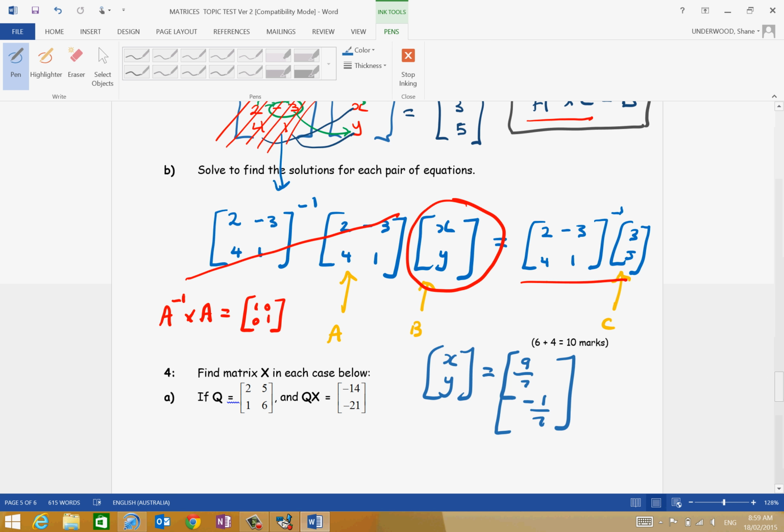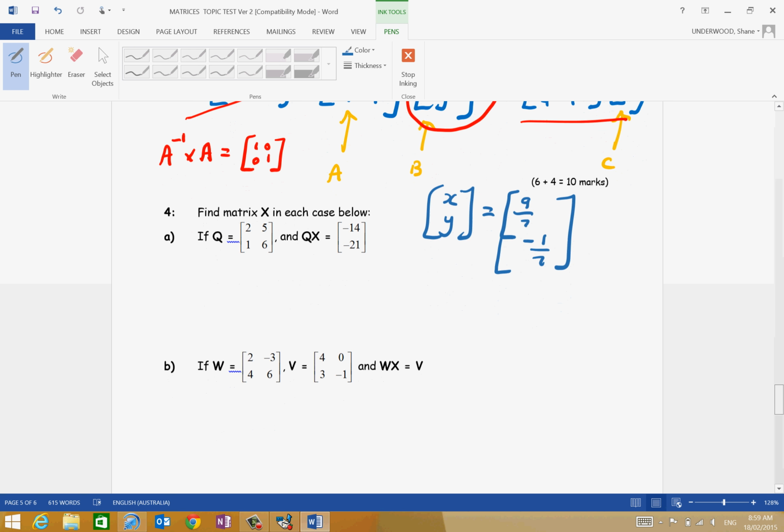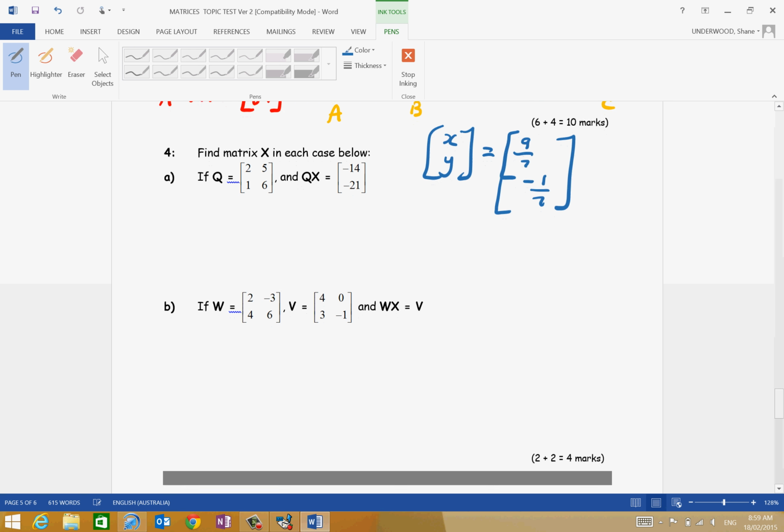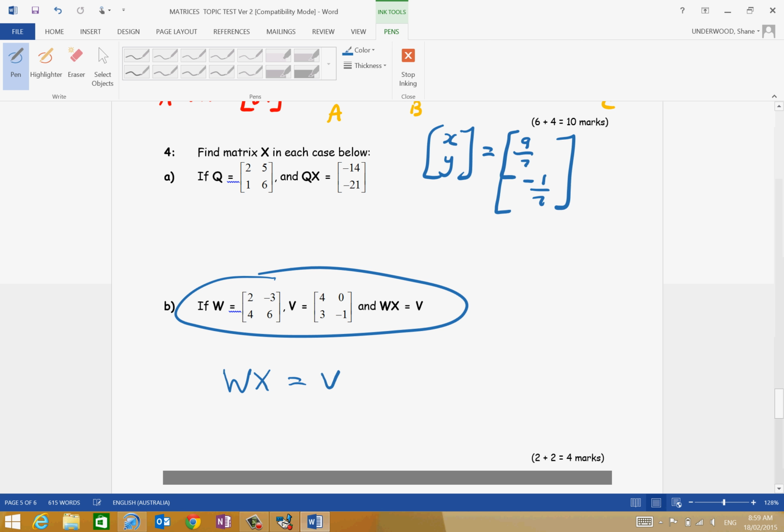Now it says down here, find matrix X in each case below. I'm not going to do all of them, but I'm just going to do this one here. If I've got WX is equal to V, how do I find matrix X? Well, to find matrix X, I've actually got to cancel out matrix W. So what am I multiplying the left-hand side by? Andrew? Yep. How do I cancel matrix W?